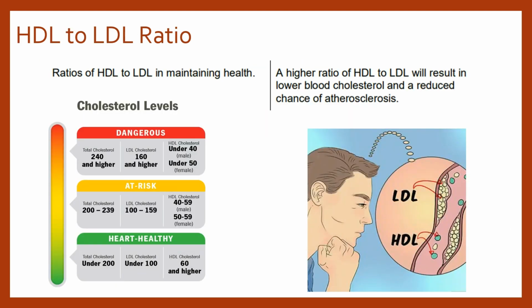In terms of health outcomes, what's really important is the ratio of HDL to LDL. A higher ratio of HDL, having more of that in comparison to LDL, will result in overall lower blood cholesterol levels and thus reduce the chance of atherosclerosis taking place.